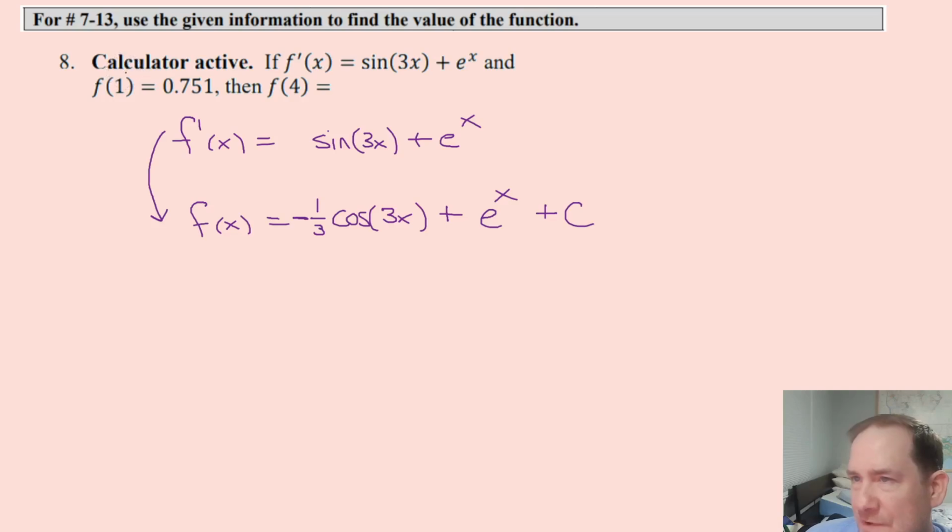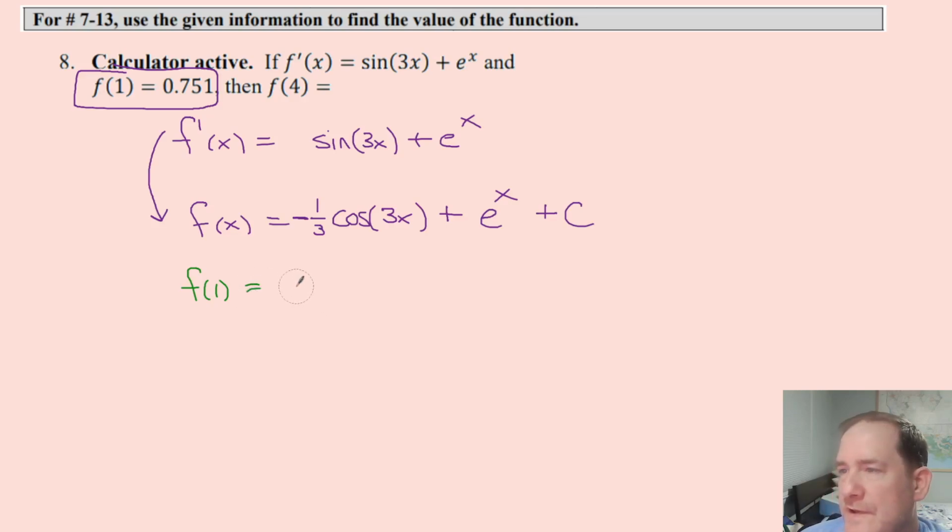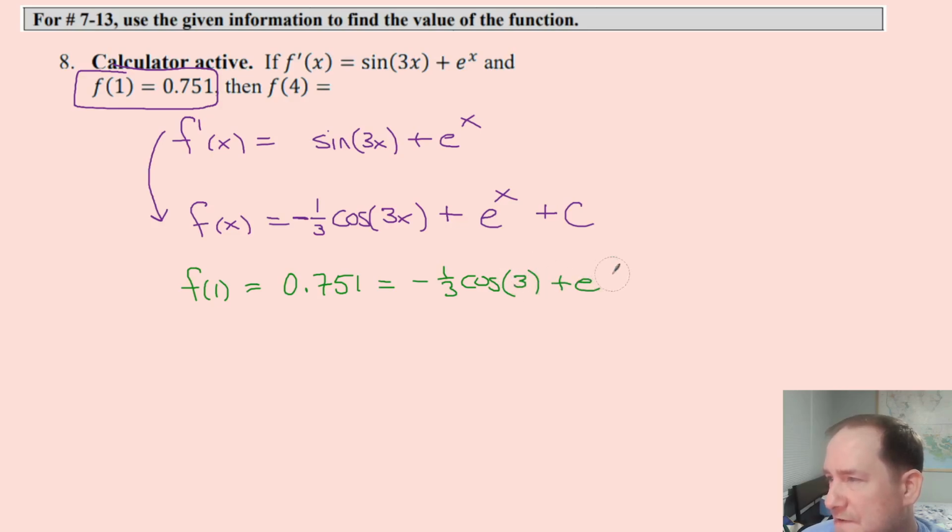So I have to take this piece of information they gave me first. And again, I know that if I evaluated this function at 1, then what I would get is 0.751, which means that negative 1/3 of the cosine of 3 times 1, that's just 3, plus e to the 1, that's just e, plus c.